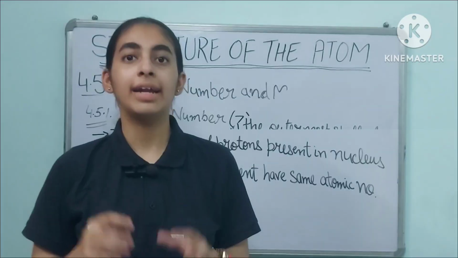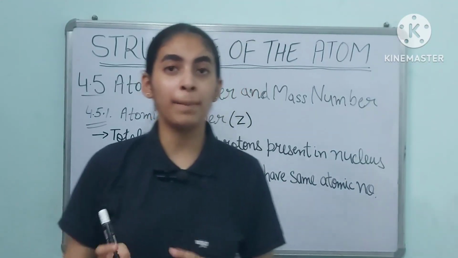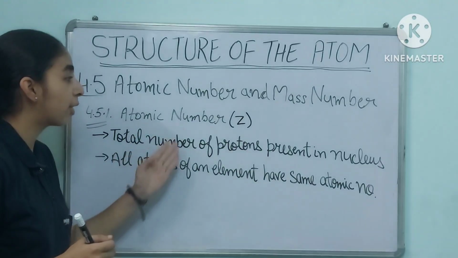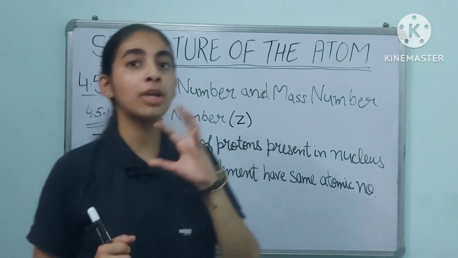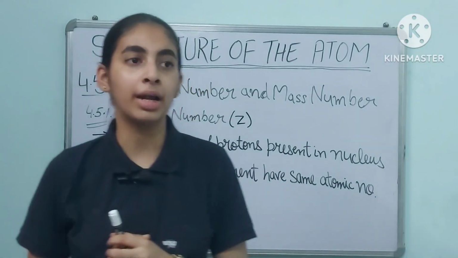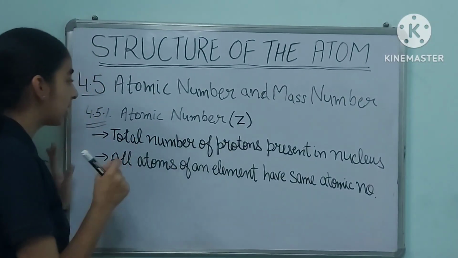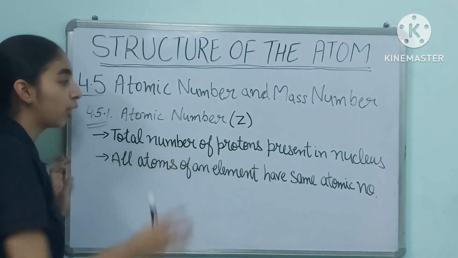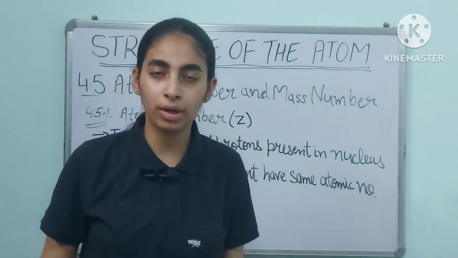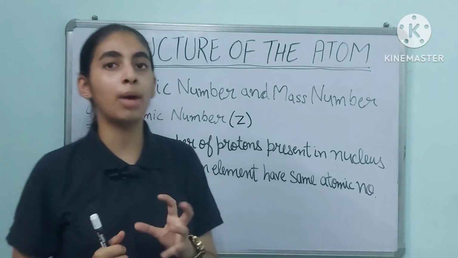Now come to the next topic, that is atomic number. We read that hydrogen atomic number is 1, carbon atomic number is 6. But basically what is atomic number? Atomic number is the total number of protons present in the nucleus. It is denoted by Z. So what is the basis of atomic number? The total number of protons present in the nucleus determines the atomic number. We know protons are present in the nucleus, and on the basis of how many protons are present, we write the atomic number.